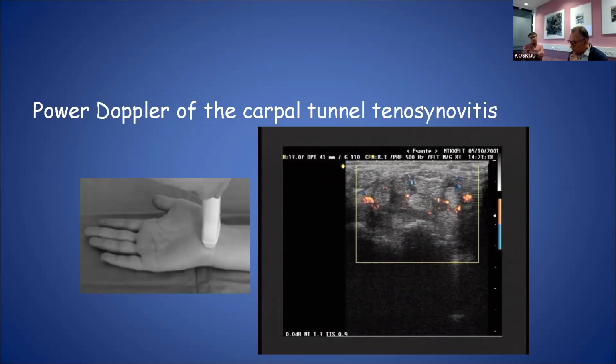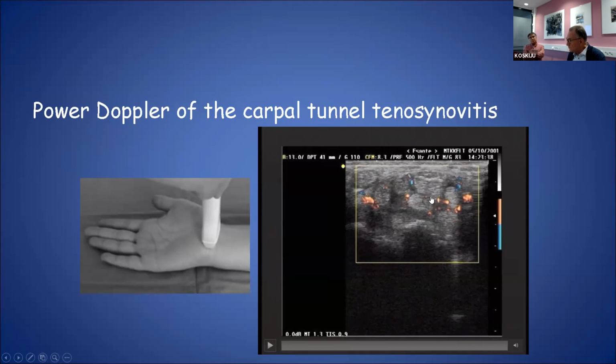Then I will come more later. I will come and tell you about the median nerve compression. But just to remind you that in this case, it would be nice to inject glucocorticoid here.